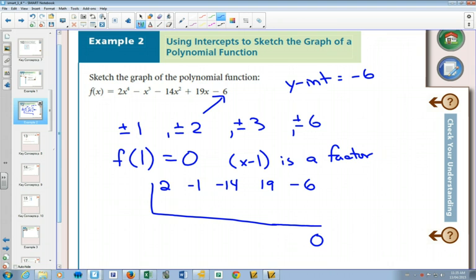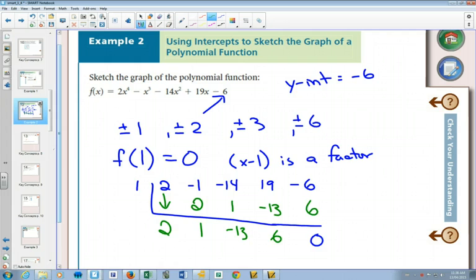What number goes outside? A 1. Good. So now, we bring down the 2. 2 times 1 is 2. Add 1. 1 times 1 is 1. Add -13. 1 times -13, -13. Add 6. 1 times 6, 6. And sure enough, we get our remainder of 0.